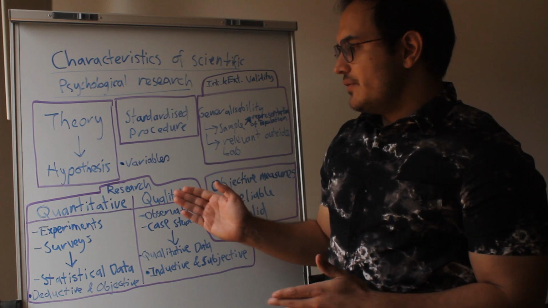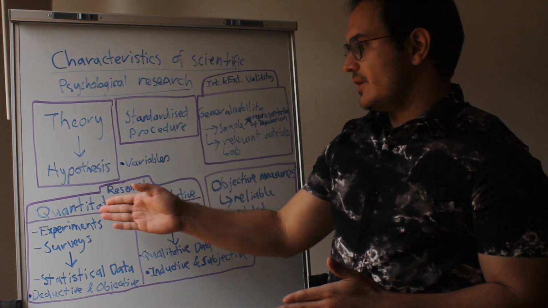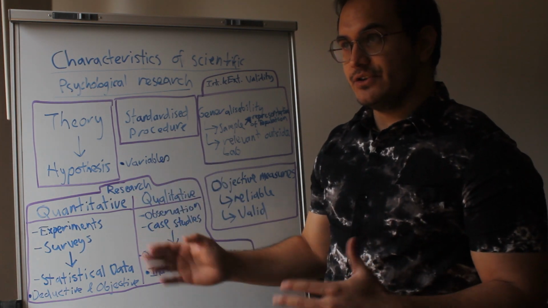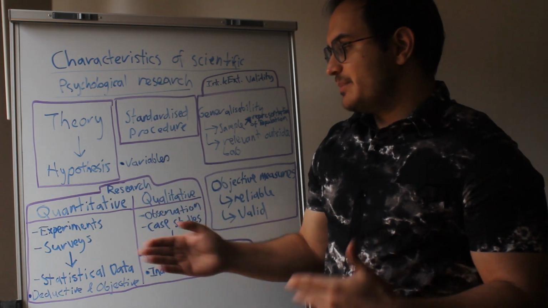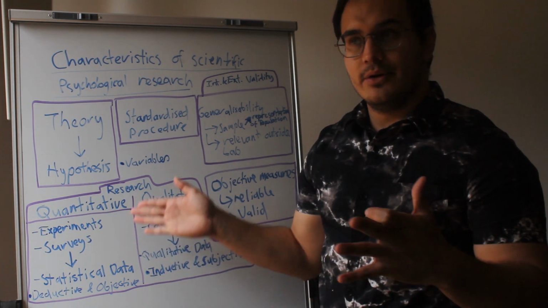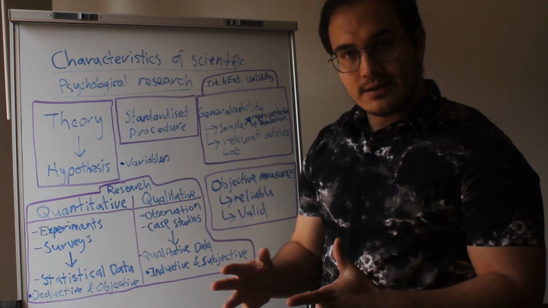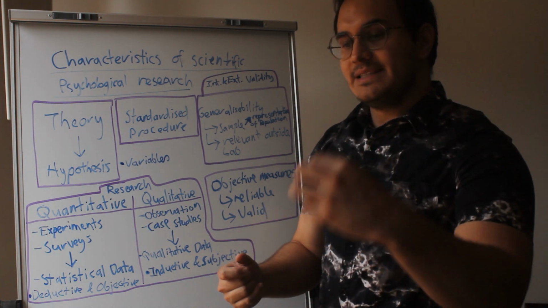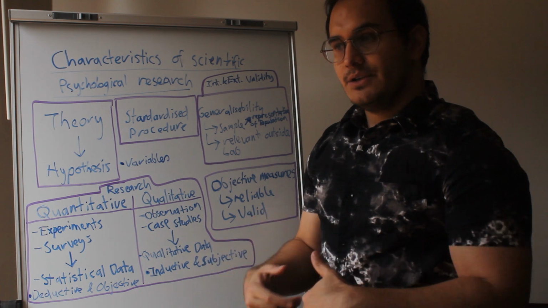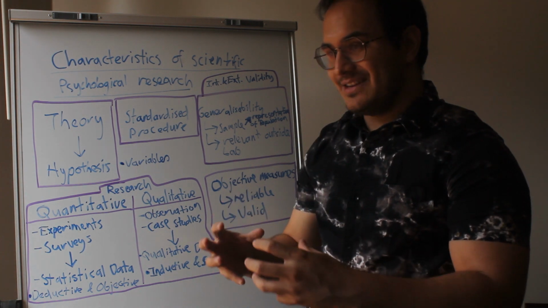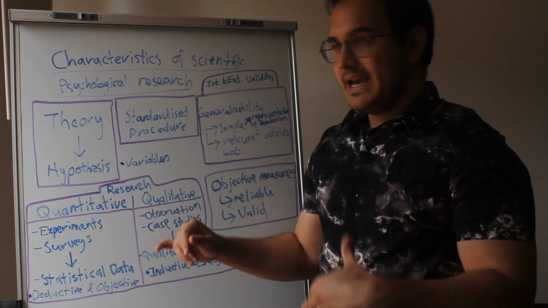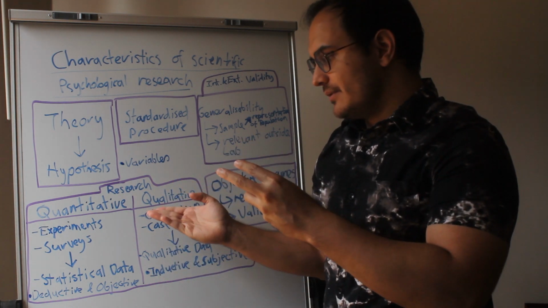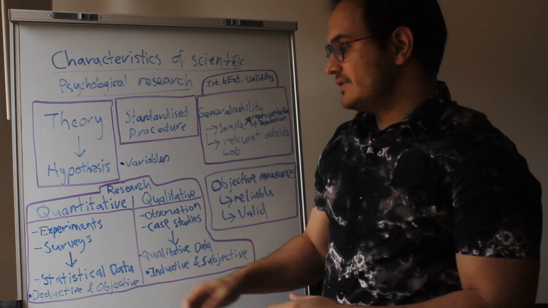All right, so let's move over to the research over here, quantitative and qualitative research. So with quantitative research, you're dealing with experiments and surveys to get the statistical data, and then with that data, we apply statistical methods to understand the relationship between different variables, and then we have to draw conclusions from that data.